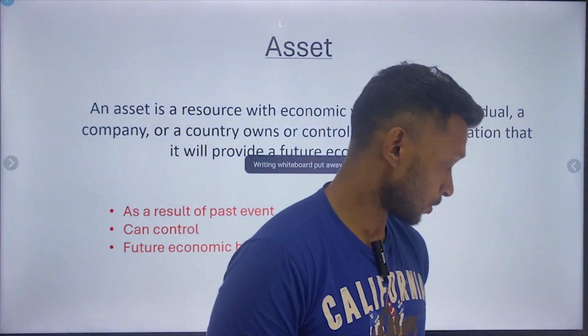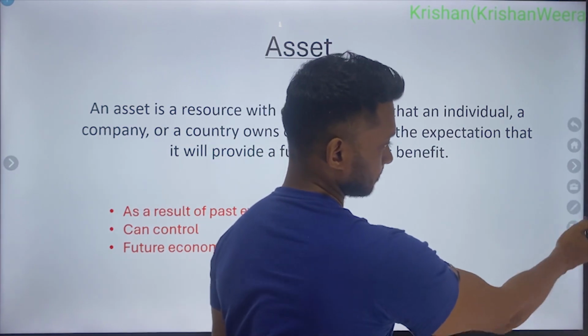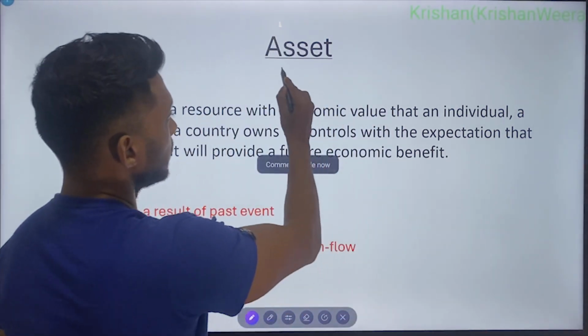So in the last few videos I discussed the 5 elements of accounting, which are the most important, the base of accounting. Today I'm going to elaborate on one element, and in the next few videos I will elaborate on the other elements as well. So the first element is asset. What is an asset?